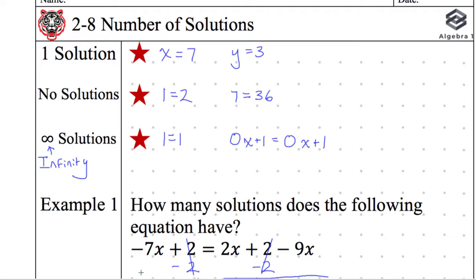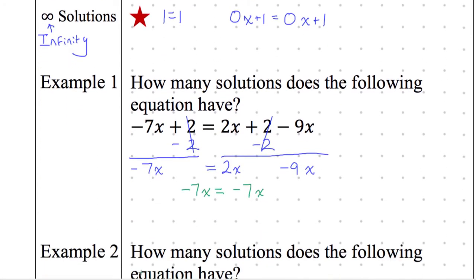Yeah. And you guys are right. It is an infinite number of solutions. No matter what I plug in for x, I could plug in 1 and 1, I would get both sides equal to each other. So our correct answer here, and let's write this down, it's an infinite number of solutions.